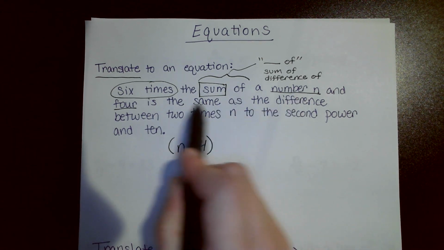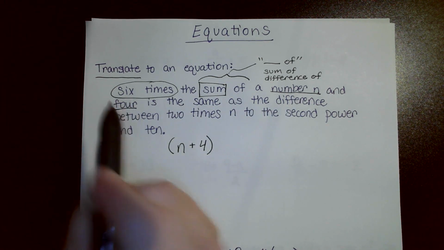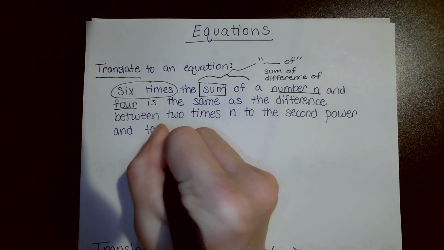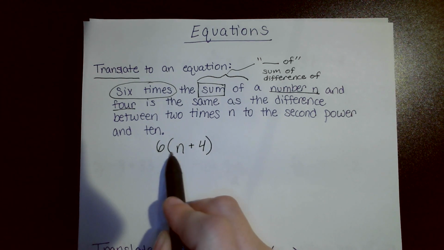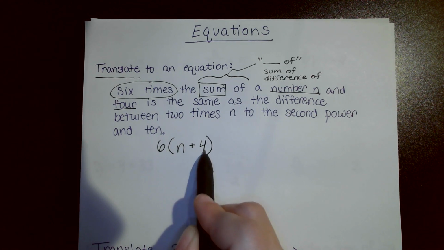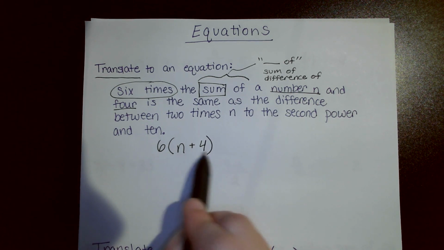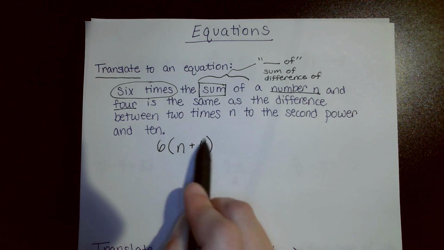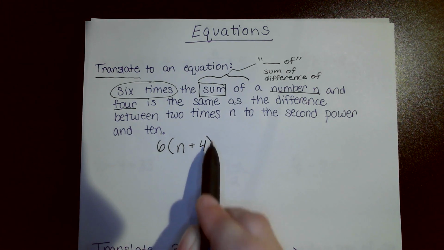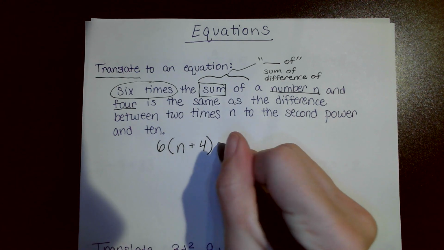And what did it say we were doing with the sum of a number n and 4? We are multiplying it 6 times. So I'm going to put the 6 on the outside of the parentheses. Now this is going to make sure that we're multiplying n plus 4 times 6. Because if I did not have the parentheses, then I would just be multiplying n times 6, and the 4 would be left out. Now that I've done that part, it says "is the same as," so that's my equal sign.